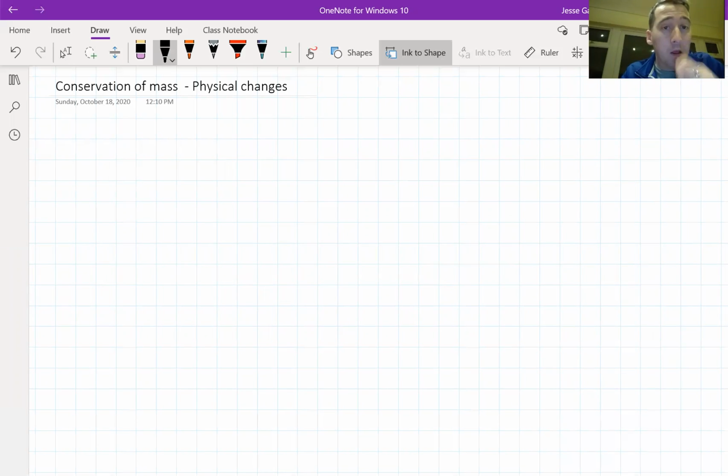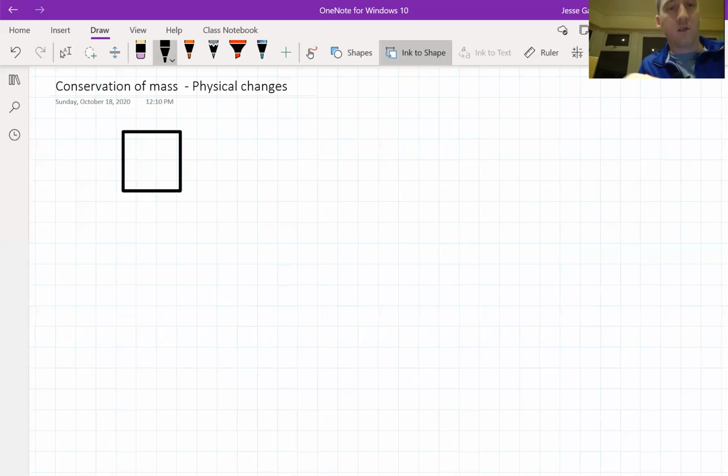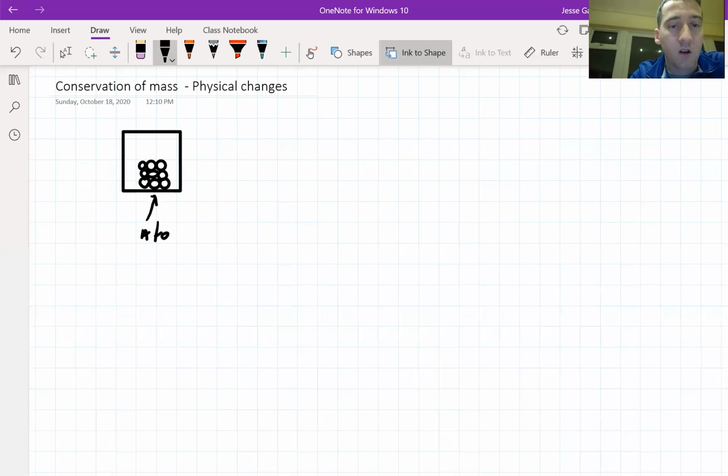If we take any particular substance and ask, what's it made of? We know at this stage that any substance is made of particles. These are the particle arrangement for a solid. Any solid substance, sodium chloride, chalk, wood, concrete, any substance is going to be made of particles.